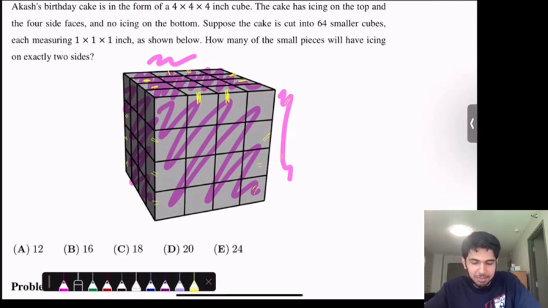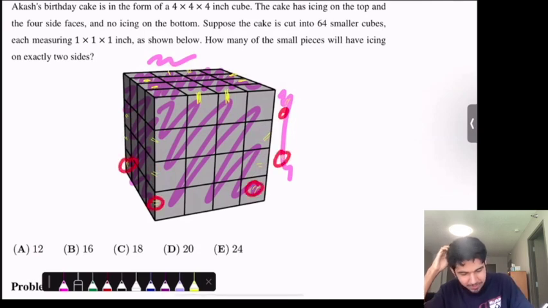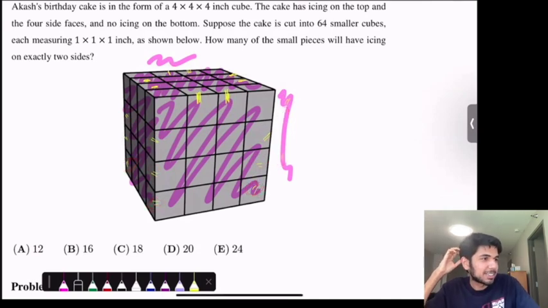So now we just count how many things we counted. 1, 2, 3, 4, 5, 6, 7, 8, 9, 10, 11, 12, 13, 14, 15, 16, 17, 18, 19, 20. So in this case, our answer should be 20.